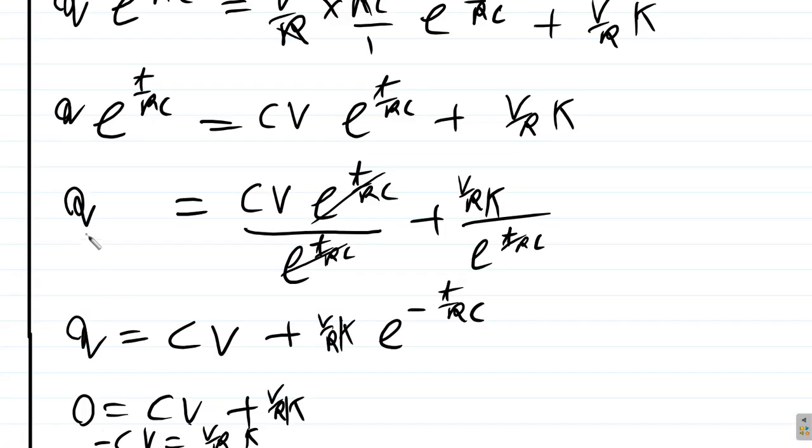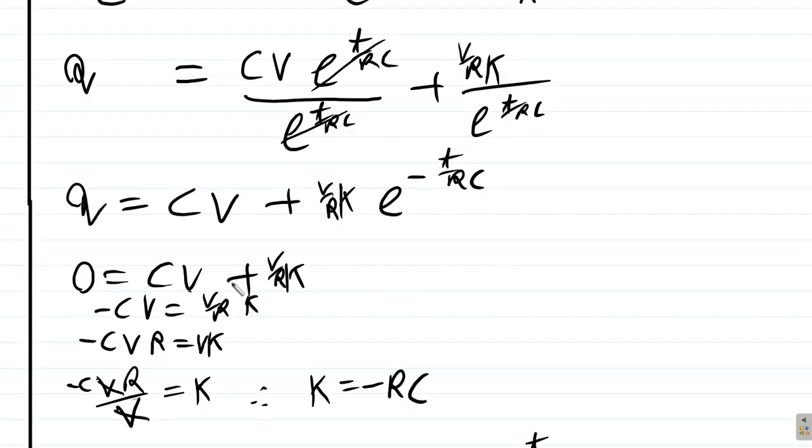So now we divide both sides by e to the t over rc, right? What we have is that q equals cv e to the t over rc divided by e to the t over rc, and the e to the t over rc is cancelled, plus v over r times k over e to the t over rc. So what we get as a simplified form is q equals cv plus, now it's v over r times k e to the negative t over rc. Remember your indices, you divide by a number to a positive power is the same as multiplying by the number to the negative power. Alright?